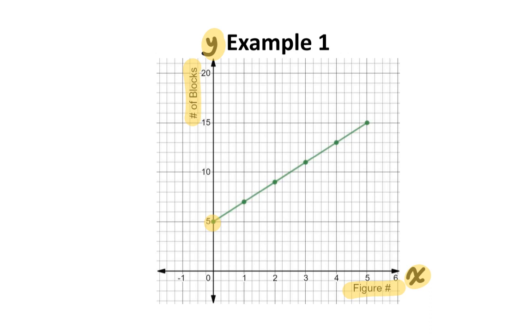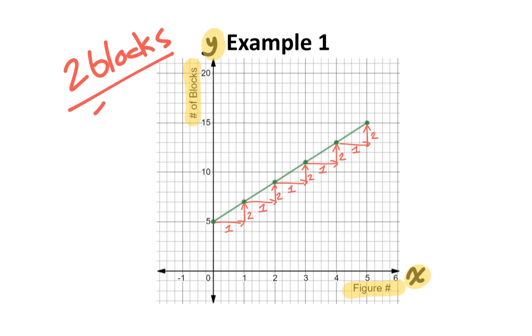Figure 0 contains 5 blocks, figure 1 contains 7 blocks, figure 2 contains 9 blocks, figure 3 contains 11 blocks, figure 4 contains 13 blocks, and figure 5 contains 15 blocks. You'll start to notice a pattern. As you increase by one figure, your number of blocks increases by 2. You'll see this repeated again and again. Therefore, my rate of change is an increase of 2 blocks for every one figure.